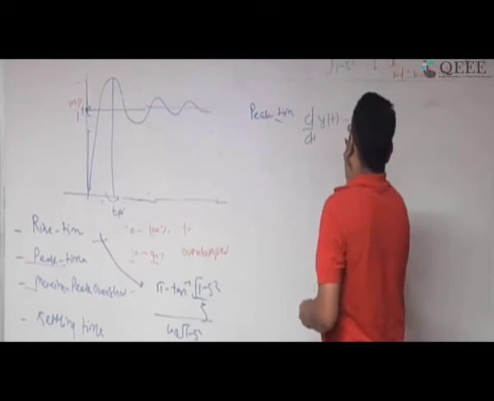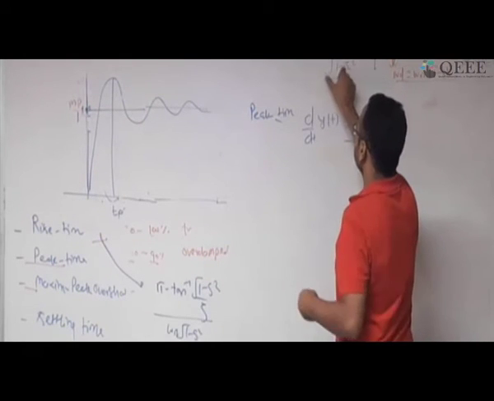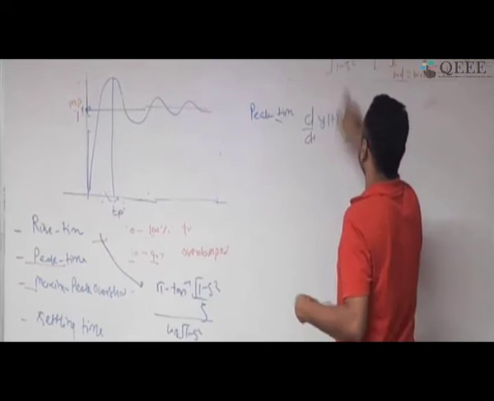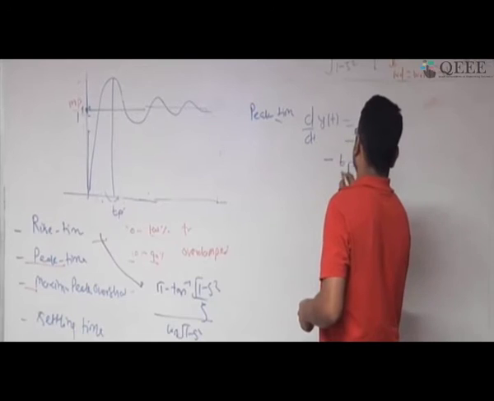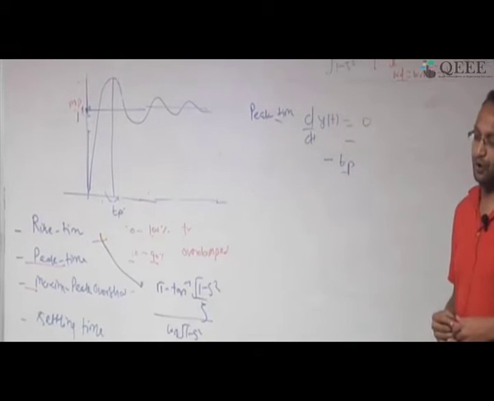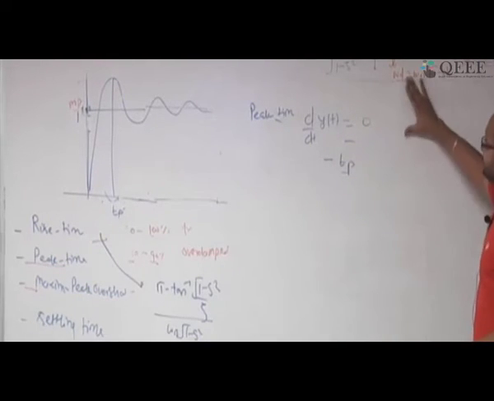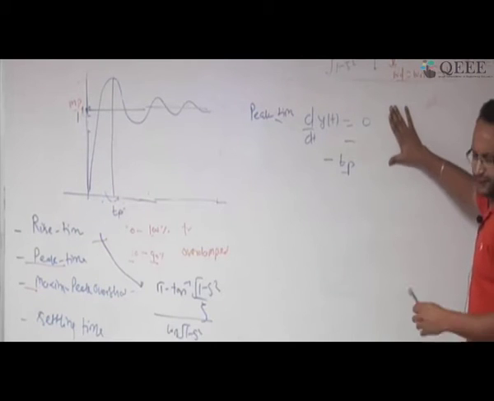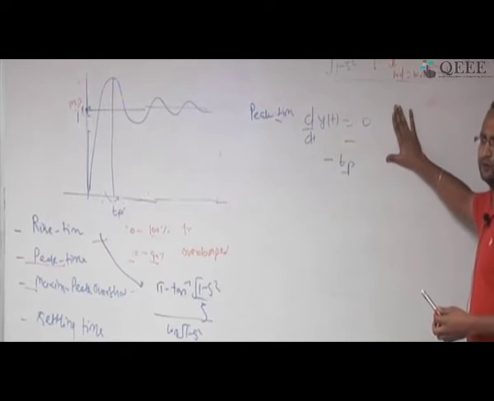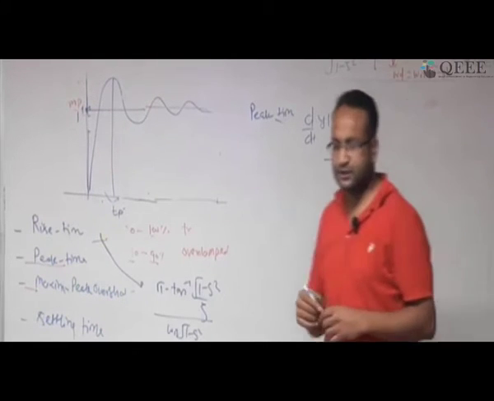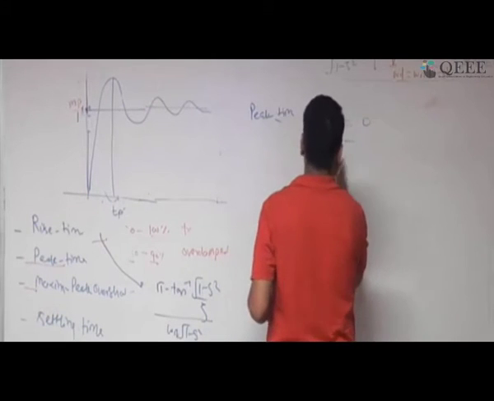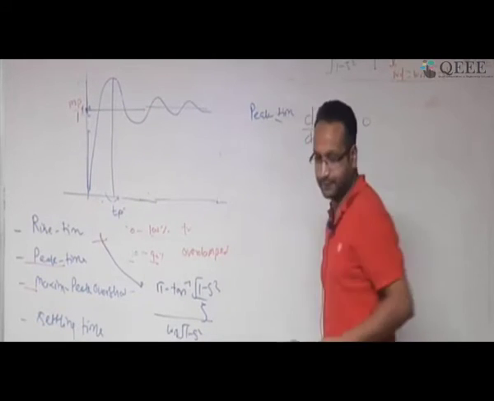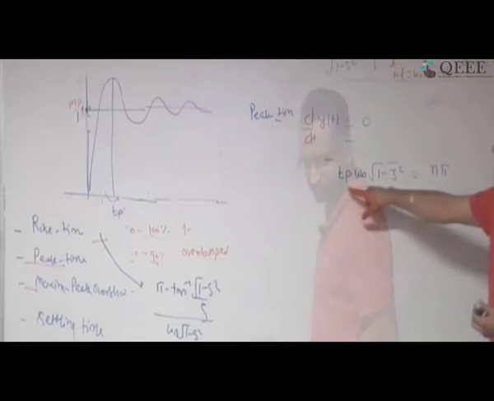So if you differentiate and set dy/dt of y(t) equal to 0, and solve whatever response comes, I will get the peak time. Again, this derivative and all is very straightforward. All of you can do it very simply. All of you are good at mathematics. So I am just writing the direct term, and this relation comes. This is my peak time.